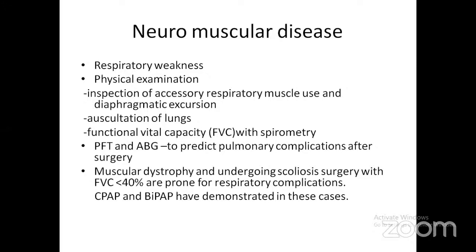Neuromuscular disease. The most common complication seen with neuromuscular disease is respiratory weakness. During physical examination, inspect for accessory respiratory muscle use and diaphragmatic excursion, and auscultate the lungs for any additional sounds. Functional assessment of vital capacity with spirometry, pulmonary function tests, and ABG are helpful in predicting pulmonary complications after surgery. Patients with muscular dystrophy undergoing scoliosis surgery with forced vital capacity less than 40% are prone to respiratory complications. CPAP and BiPAP have been demonstrated to help in these cases.